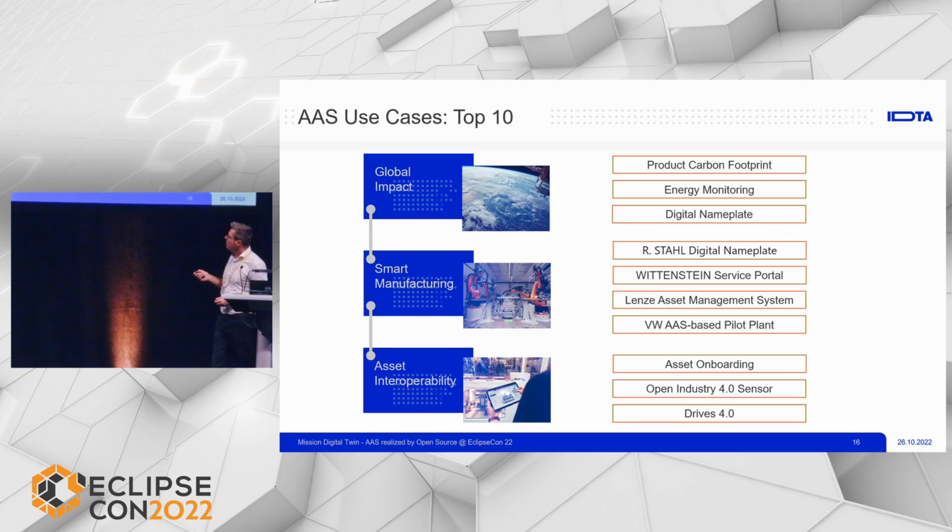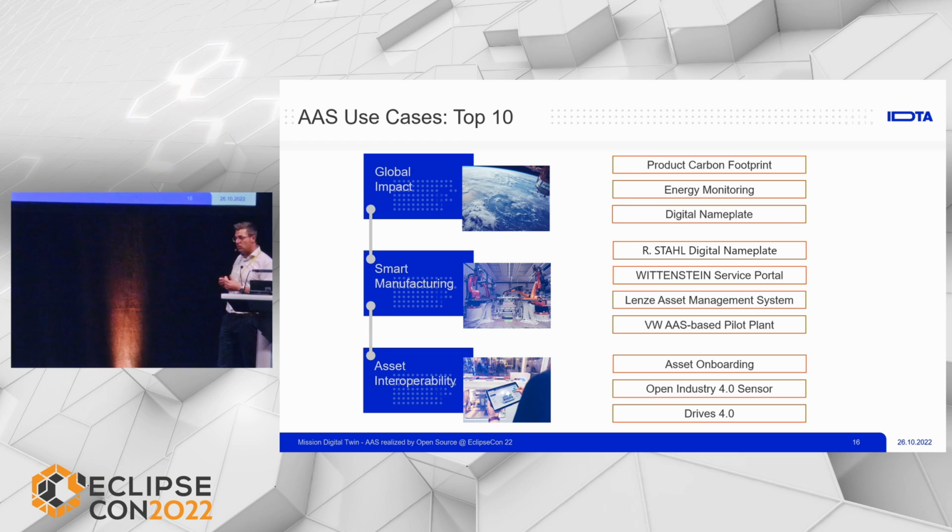On the next level, we also have the smart manufacturing use cases. These are already implementations we have realized by the member companies. For example, from the company Stahl, we have an implementation of the digital nameplate. From the company Wittgenstein, we have an implementation of a service portal based on the asset administration shell. From the company Lenze, we have an asset management system based on the asset administration shell.